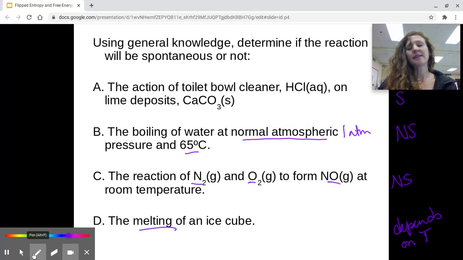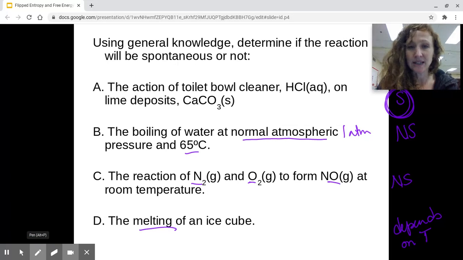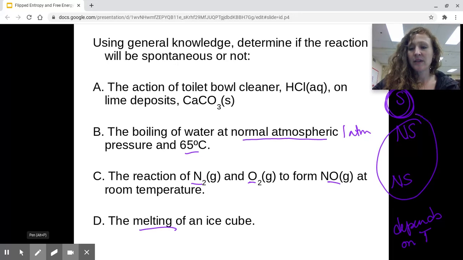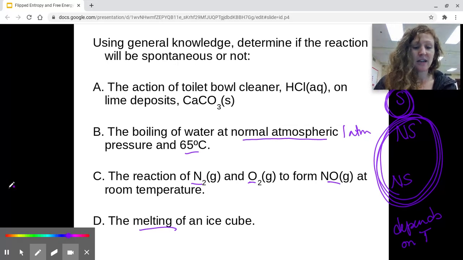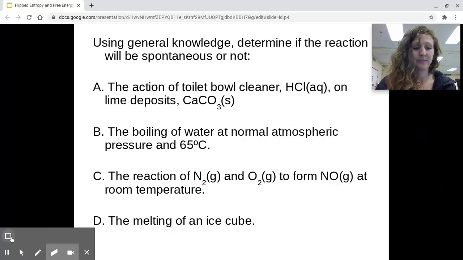Okay, so notice the reverse of all these reactions that are spontaneous. The reverse is going to be non-spontaneous, unless some action is taken. The reverse of the non-spontaneous ones will actually be spontaneous. So we get this nice little division going on here.